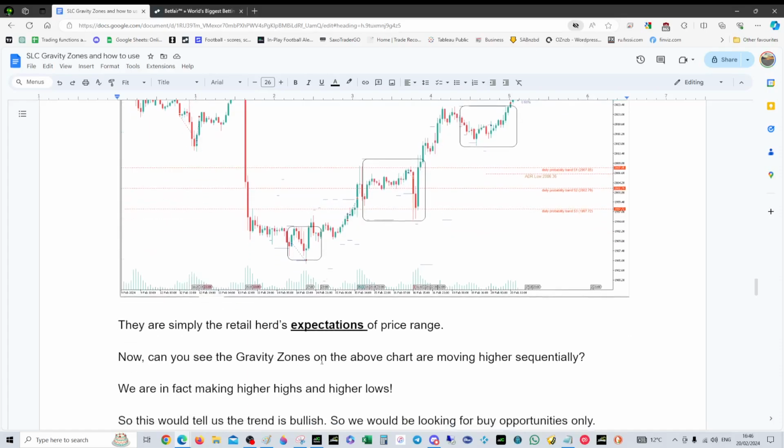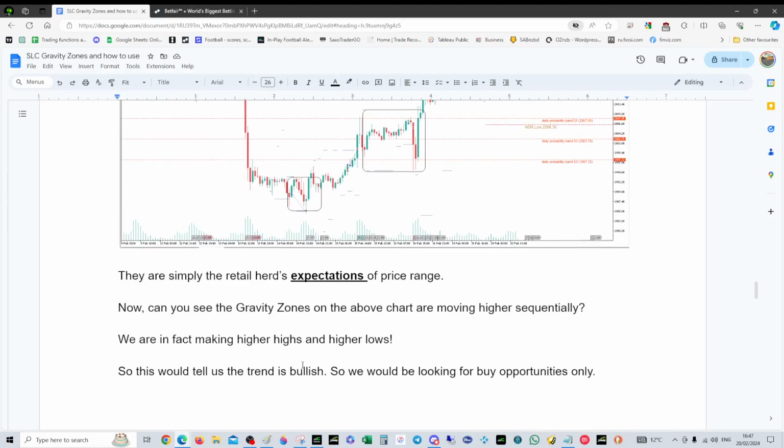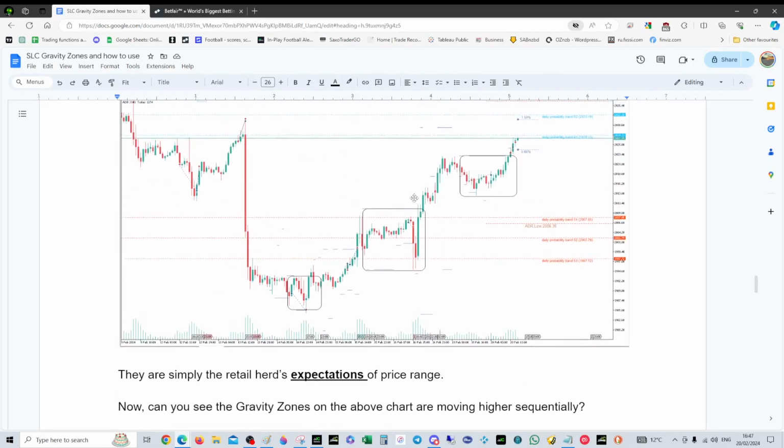Can you see the gravity zones on the above chart are moving higher sequentially? We are in fact making higher highs and higher lows. So this would tell us the trend is bullish, so we'd be looking for buy opportunities only. You're looking for the escape from the congestion. This is like consolidation, release, consolidation, release. Basically we're just targeting the stop loss clusters by using the upper and lower to map old zones, and then that's how you get an idea about the trend.